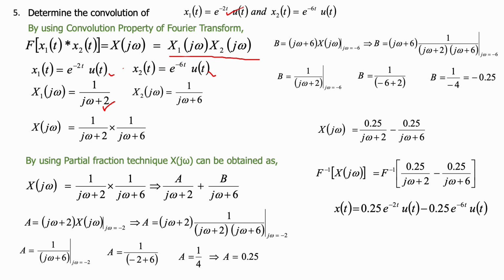Similarly, this is the second signal. If you take the Fourier transform, you will get 1 divided by j omega plus 6. Directly multiply x1 of j omega and x2 of j omega as the property says. You will get this one. Now you do the partial fraction and find the constants a and b. You will get X of j omega with a equal to 0.25 and b equal to minus 0.25. Substitute it here and take the inverse Fourier transform. We will get the final result, this one.